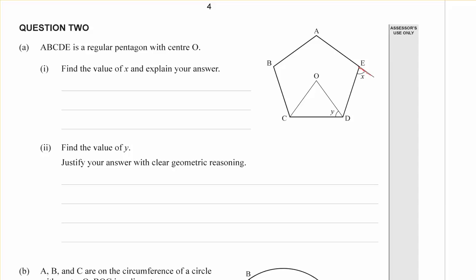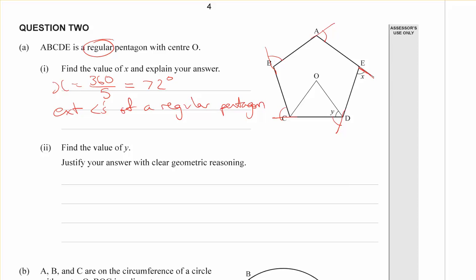Now, x is an external angle, and if we were to extend each of the 5 sides and draw in each of the 5 exterior angles, they would all sum up to 360. So x is just going to be 360 divided by 5, which is 72 degrees, and the reason is exterior angles of a regular pentagon sum 360 degrees.